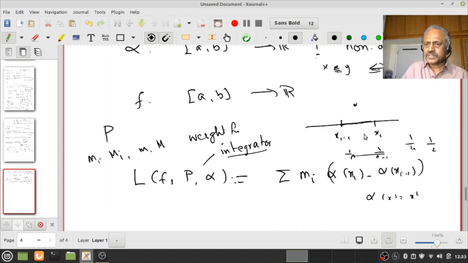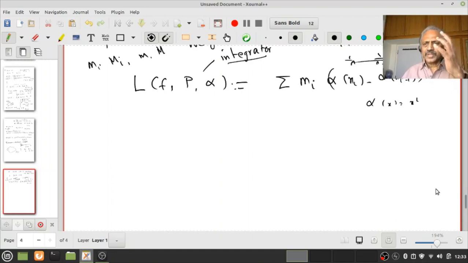It is not a quarter, half minus 1 fourth, but it will be something else: 1 by 4 minus 1 by 16. Do you understand this? This is just to have some kind of idea of what is happening. That is not important for what we are going to do.